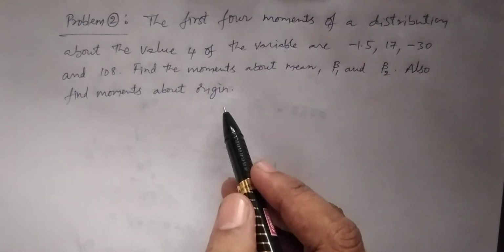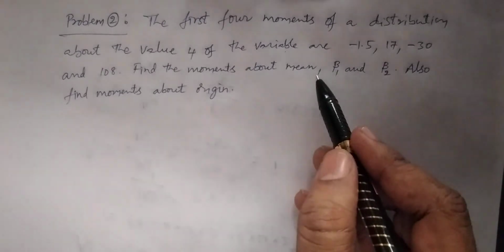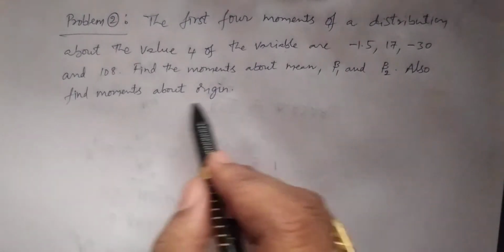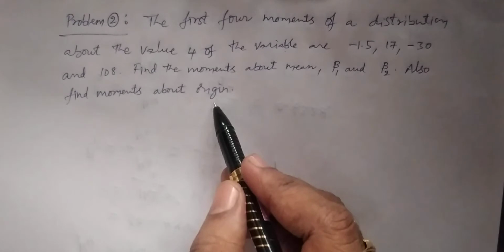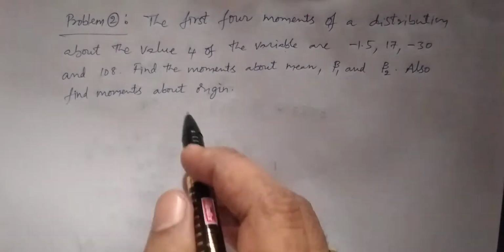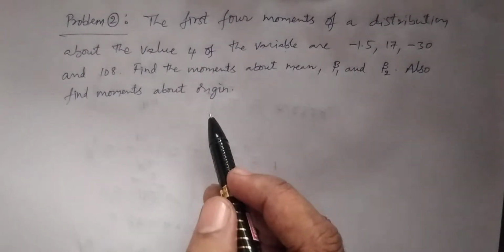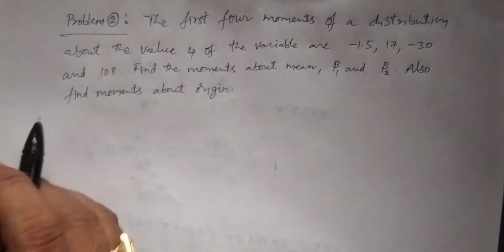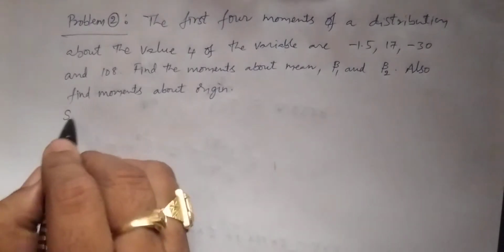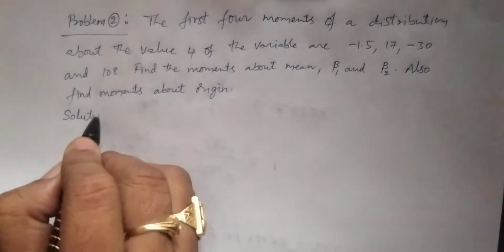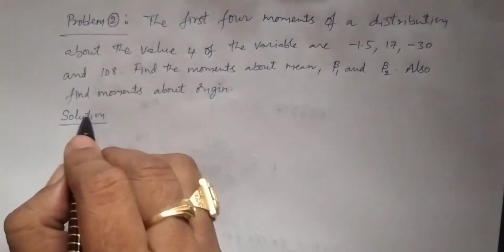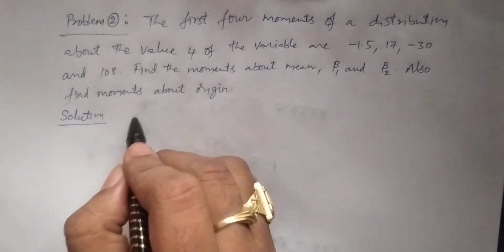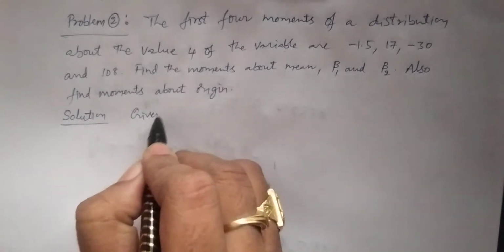So therefore, after calculating the central moments, we have to calculate moments about origin, that is mu1 dash, mu2 dash, mu3 dash, mu4 dash. So right now, what are the given values? Given that, the solution is going to be calculated by the given values I am writing.